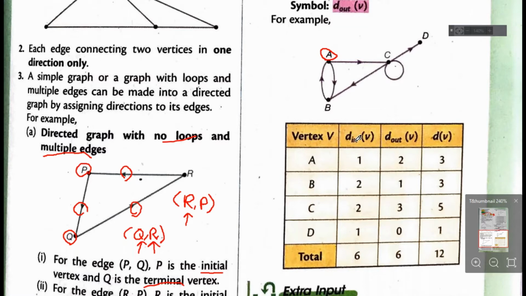Okay, this is in degree. So berapa garisan masuk ke dalam vertex A? How many lines coming into vertex A? So we have arrows here. One line coming into vertex A, only one. Satu saja yang masuk ke dalam A. So you write 1.